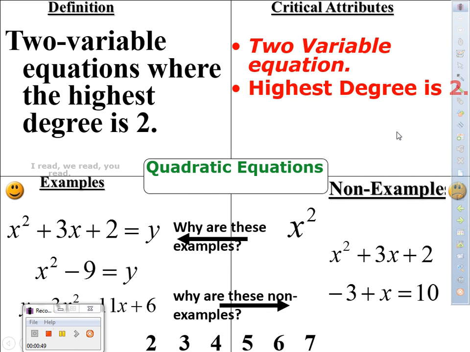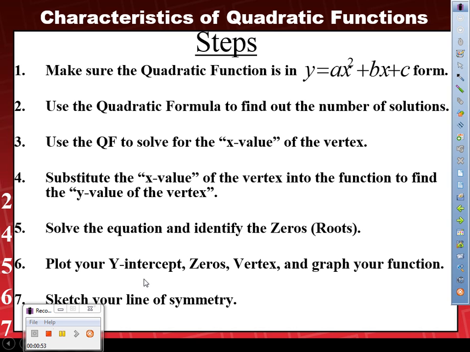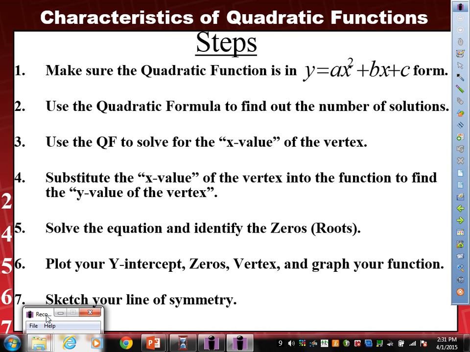Copy these tiny steps. It's only 7. So step 1, make sure the quadratic function is in y equals ax squared plus bx plus c form, which is standard. Use the quadratic formula to find out the number of solutions. Use the quadratic formula to solve for the x value of the vertex. Substitute the x value of the vertex into the function to find the y value of the vertex. Solve the equation and identify the zeros. Plot your y-intercepts, zeros, and vertex and graph your function. And at the end, sketch your line of symmetry. Copy those.